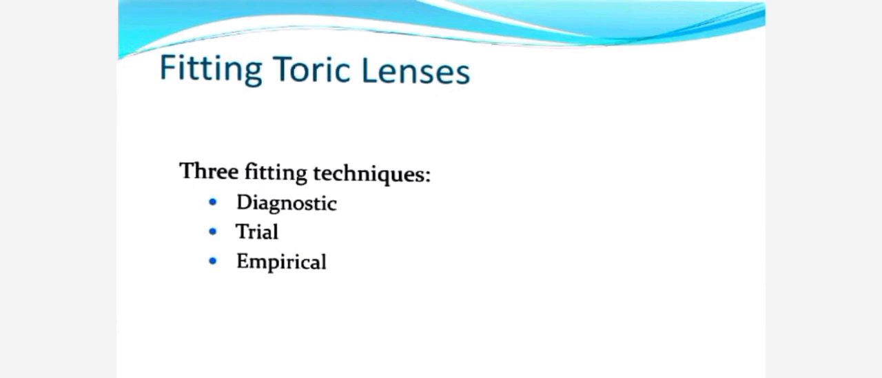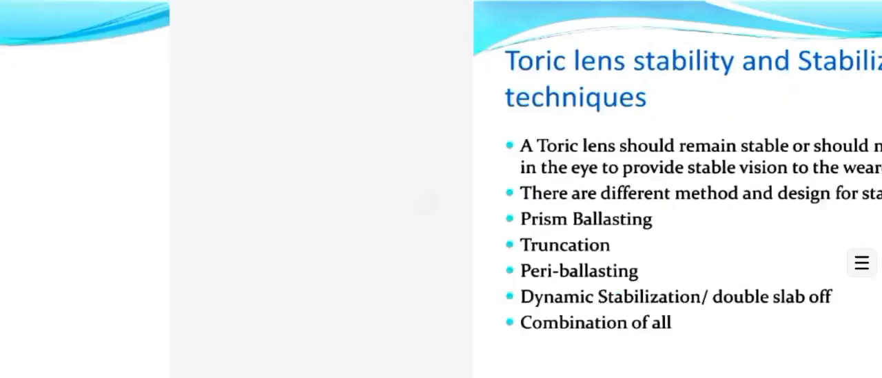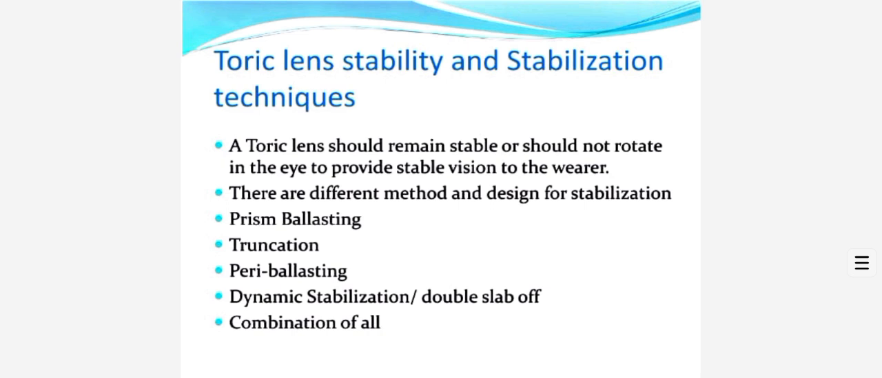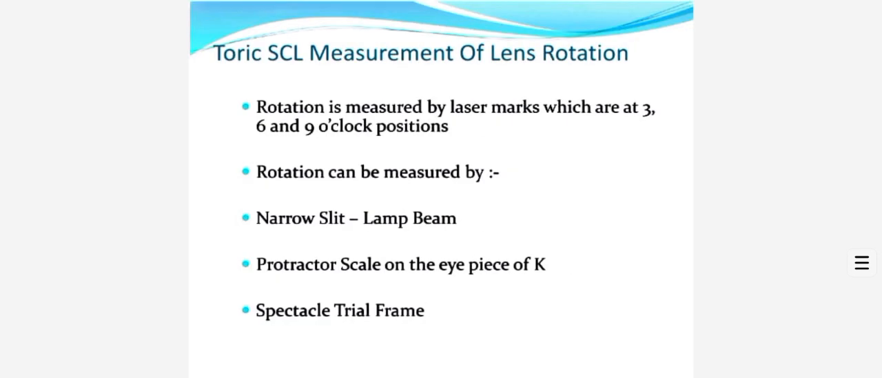Fitting for toric lenses. Three fitting techniques: diagnostic, trial and empirical. First one is toric lens stability and stabilization technique. A toric lens should remain stable and should not rotate in the eye, to provide stable vision to the wearer. There are different methods and designs for stabilization: prism ballast, truncation, periballast, dynamic stabilization, double slab-off, or a combination of it.